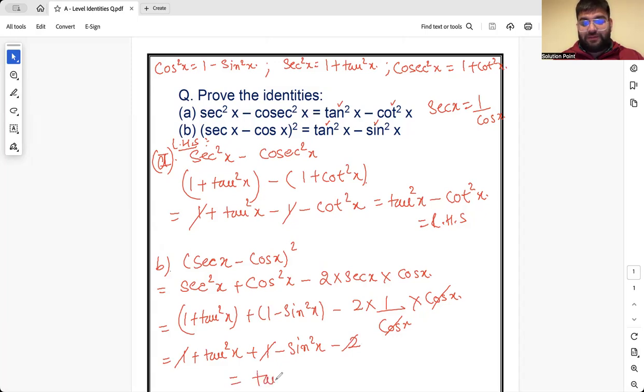So we are left with tan squared x minus sine squared x, and this is what we need to prove, or you can say this is our right hand side. I hope you understand the question.